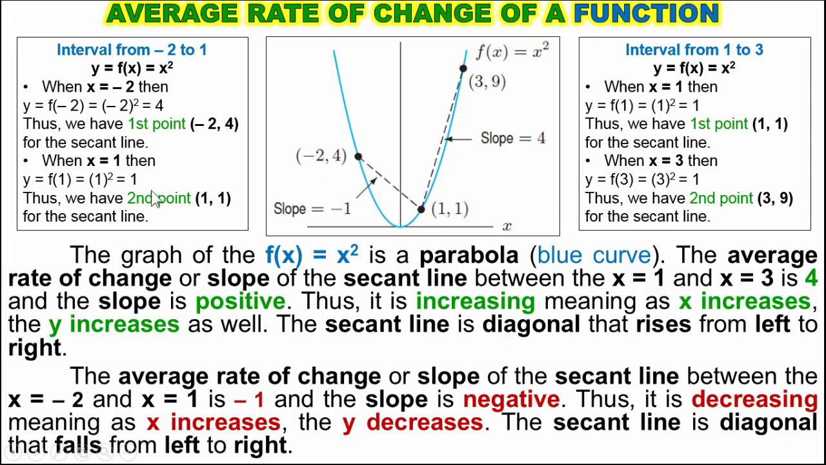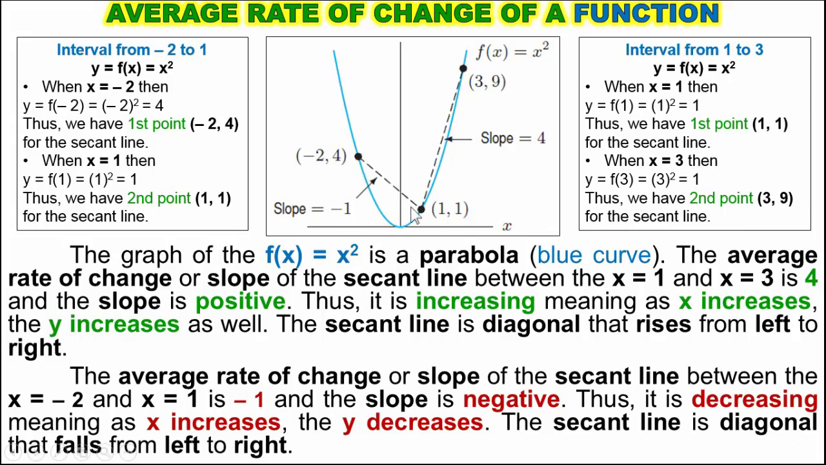The second interval, when x is equal to 1, we simply plug in the value of 1 to that variable x, and as a result, 1 squared, and then the value is 1. Thus, we have the second point, 1 and 1, which is this point. In geometry, we have that postulate that 2 points determine a line. So if we connect this point to that second point, that is now the secant line. And the slope that we computed a while ago is negative 1.